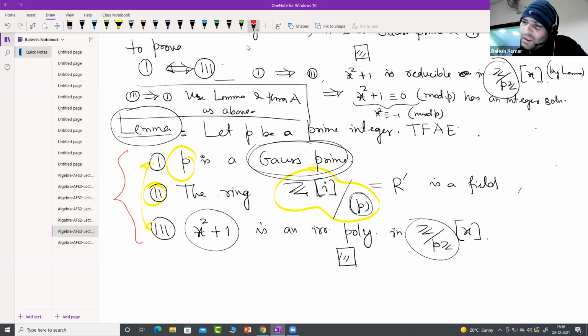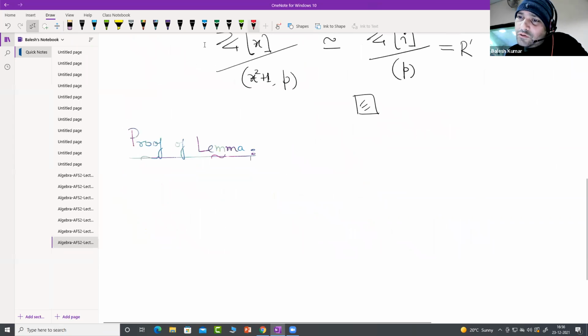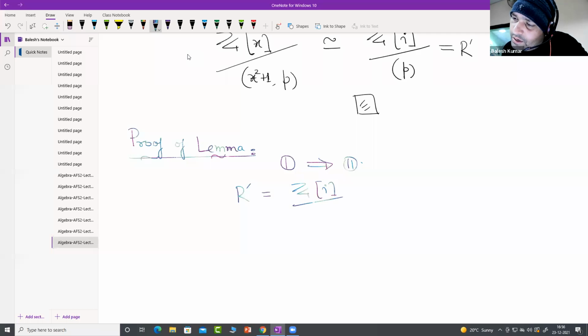And that's obvious because we know that Z[i] is a Euclidean domain. So Z[i] is a principal ideal domain. So I think that is obvious. So one implies two.